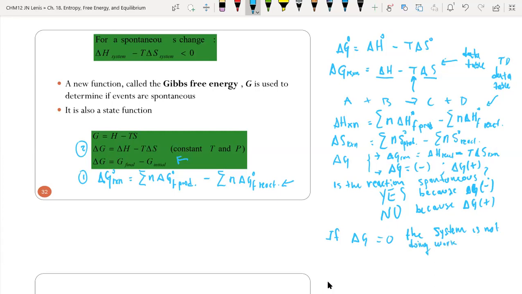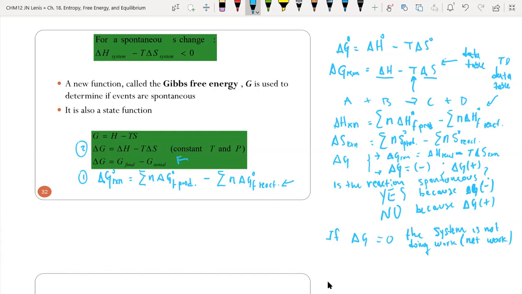If the system is not doing work, give me possibilities. What's going on with the system? A plus B to form C and D, and it's not doing work. Net work. You should write that. Net work. It's like the system stopped doing work.